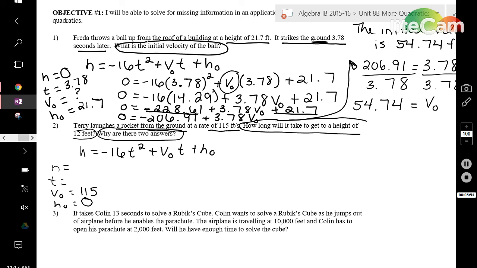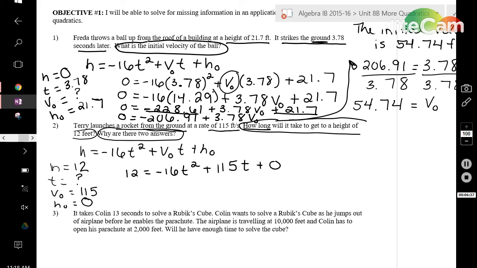It's asking how long. How long is looking for time. So I don't know the time. And it's asking how long is it going to take to get to a height of 12 feet. So the height I'm looking for in this problem is 12. So I want to know how long it's going to take for this rocket to get to 12 feet. So that's where my rocket is ending for this problem. So let's plug in these numbers. So I have 12 equals negative 16t squared plus 115t plus 0.